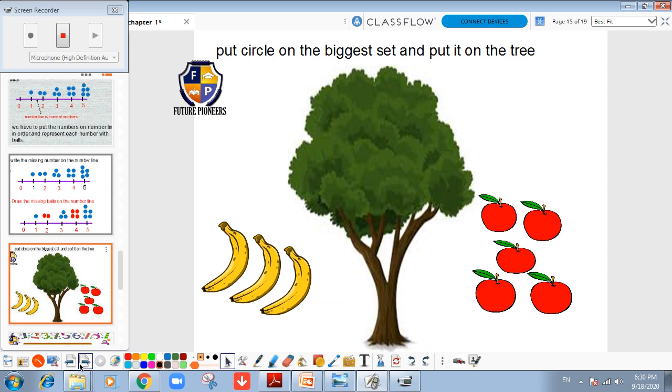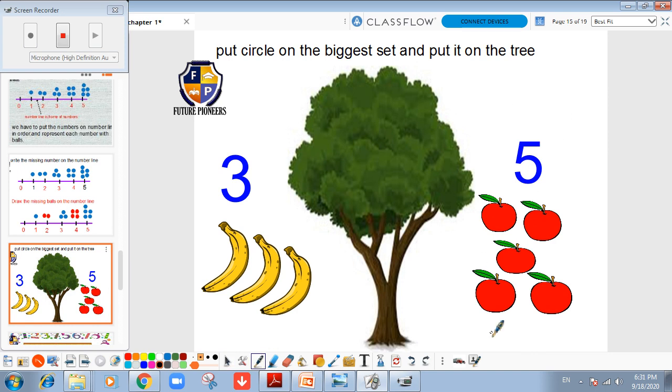Now, put a circle on the biggest set and put it on the tree. To know which is biggest or which is smallest, you have to count first. So, how many bananas? Here I have 1, 2, 3 bananas. And here I have 1, 2, 3, 4, 5 apples. Which is greater, 5 or 3? Excellent. 5 is greater than, or bigger than, 3. So I will put a circle on the apples because they are the biggest set. And I will put the biggest set on the tree.